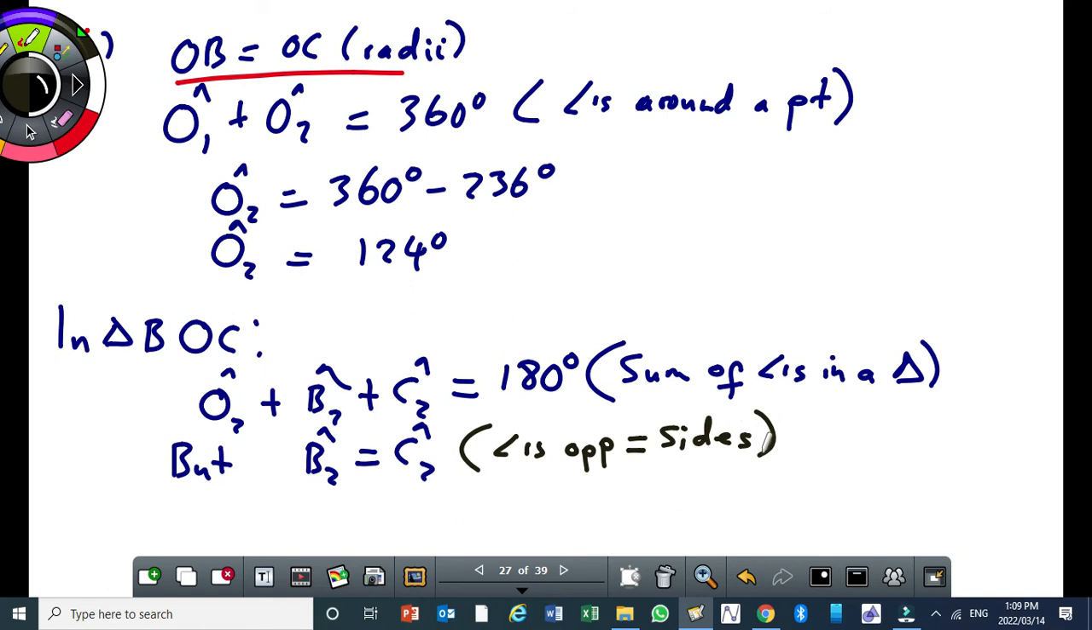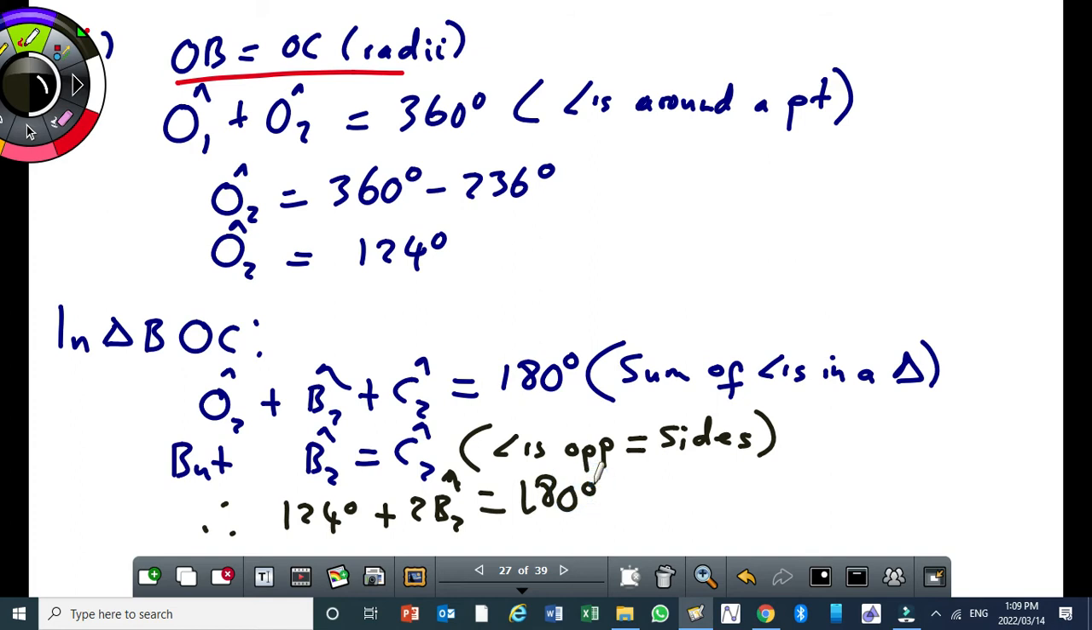Okay? Once I've got this statement B2 equal to C2, it means I can replace the C2 by B2 because they are equal, using your knowledge of equations. So, therefore, let me just substitute my O2 there. O2 is 124 degrees plus 2B2. Okay, this is equal to 180 degrees.